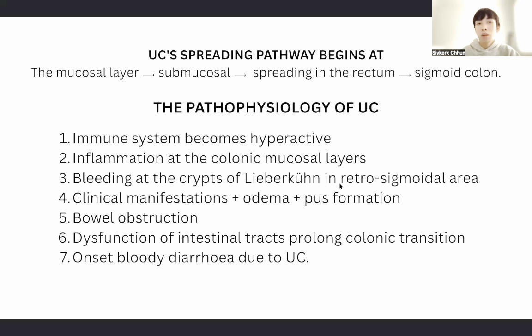So it begins to affect the mucosal layer of the colon to the submucosal layer, and then spreads to the rectum, and then the sigmoid colon. The difference between ulcerative colitis and Crohn's disease is that ulcerative colitis affects the inner lining of the colon, but Crohn's disease affects the entire bowel wall. It's like from the mouth to the anus, but ulcerative colitis affects only the large intestine. Both share similar inflammation effects that trigger the gastrointestinal tract and digestive system.